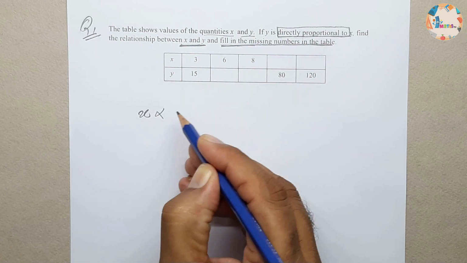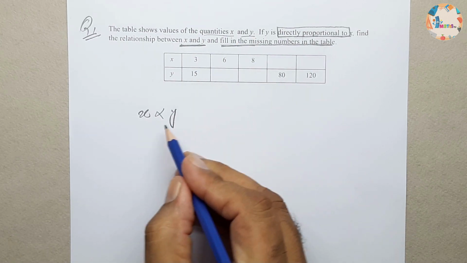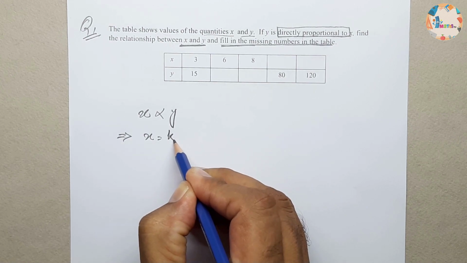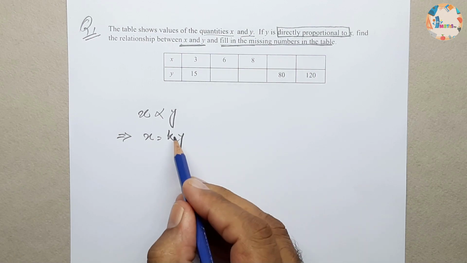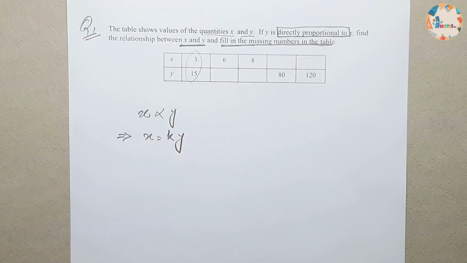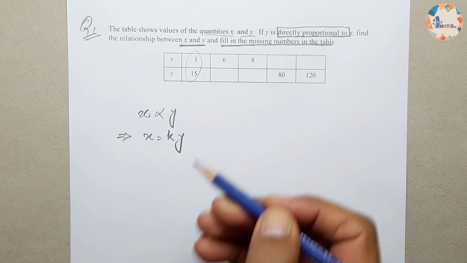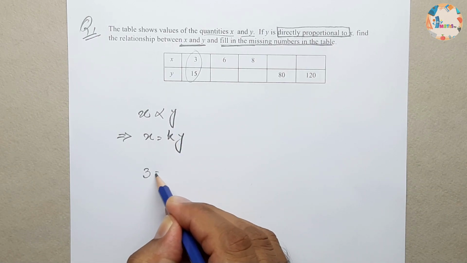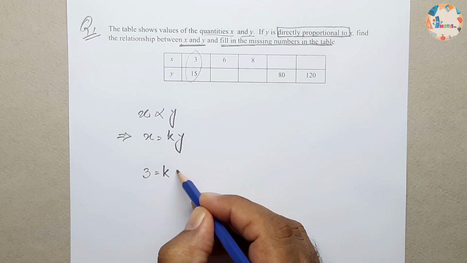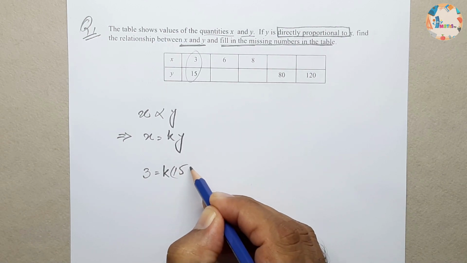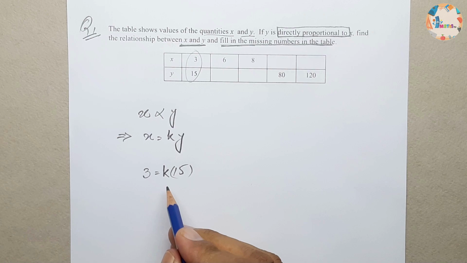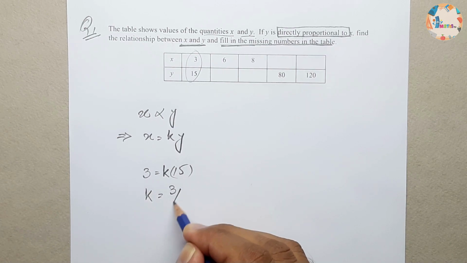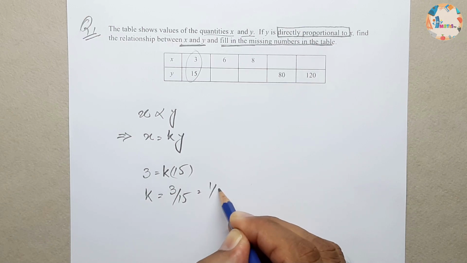It means x is directly proportional to y, and this implies x is equal to ky, and we can use this set of values which is provided. 3 and 15 is already given, so we can use x is equal to 3 when y is equal to 15. So 3 is equal to k into 15. Now we can find the value of k. K is equal to 3 over 15, which is equal to 1 by 5.